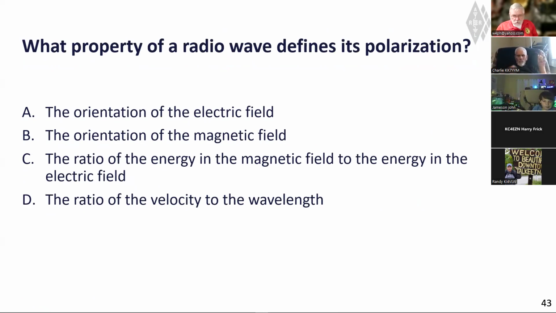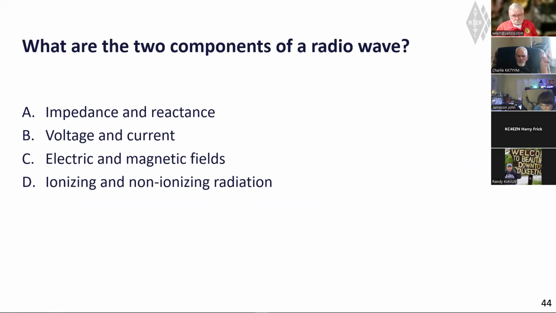The orientation of the electric field. What property of radio wave defines its polarization? The orientation of the electrical field, or orientation of the magnetic field? The orientation of the electrical field. What are two components of a radio wave? Electric and magnetic fields.